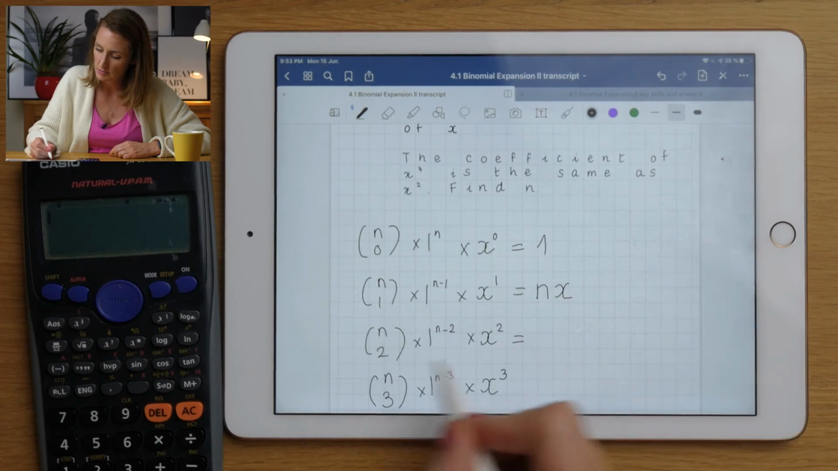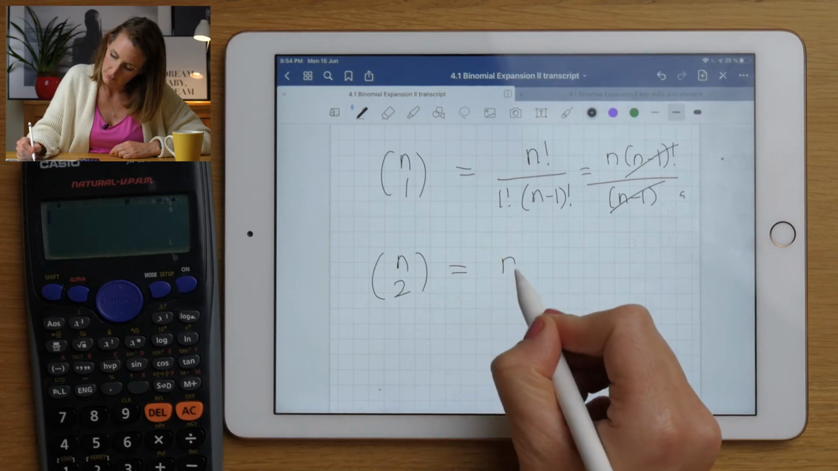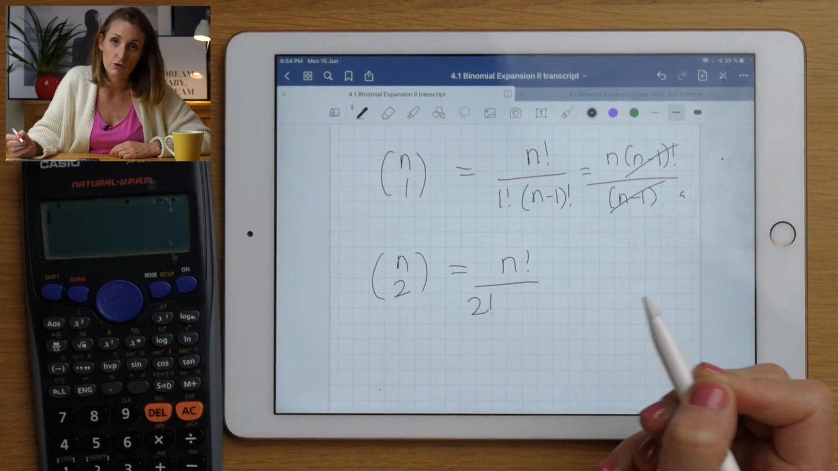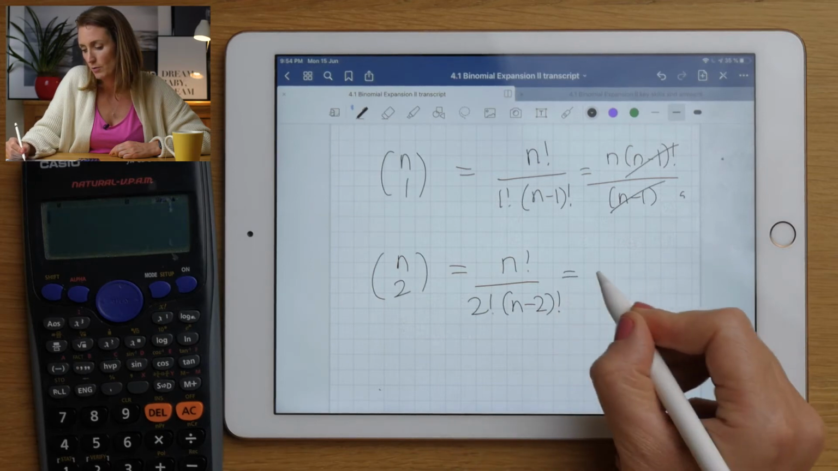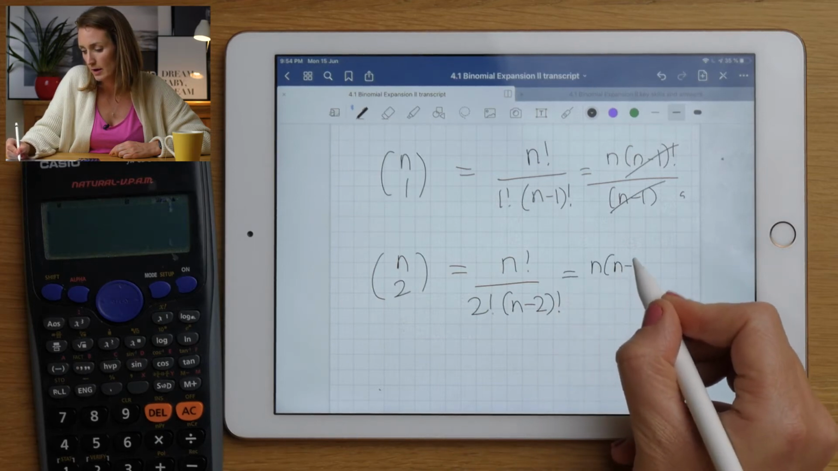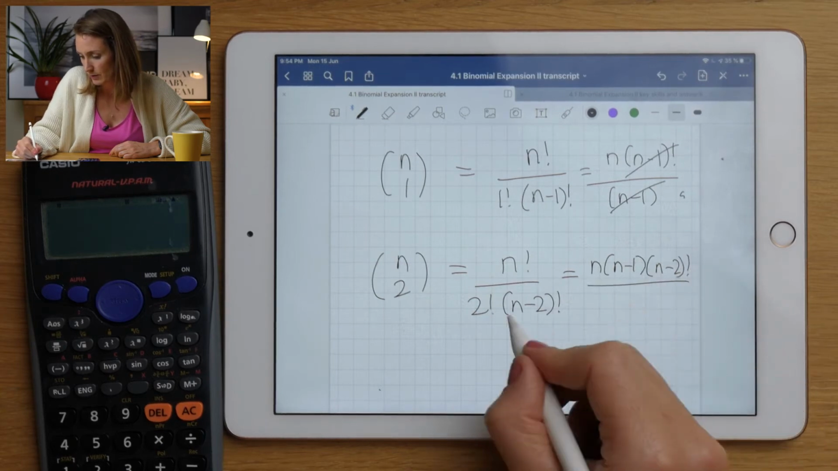We're going to use the same trick for n choose 2. So that would be n factorial over 2 factorial, which is 2 times 1, times (n minus 2) factorial. So open up the top, n, n minus 1, n minus 2, and then cancel.